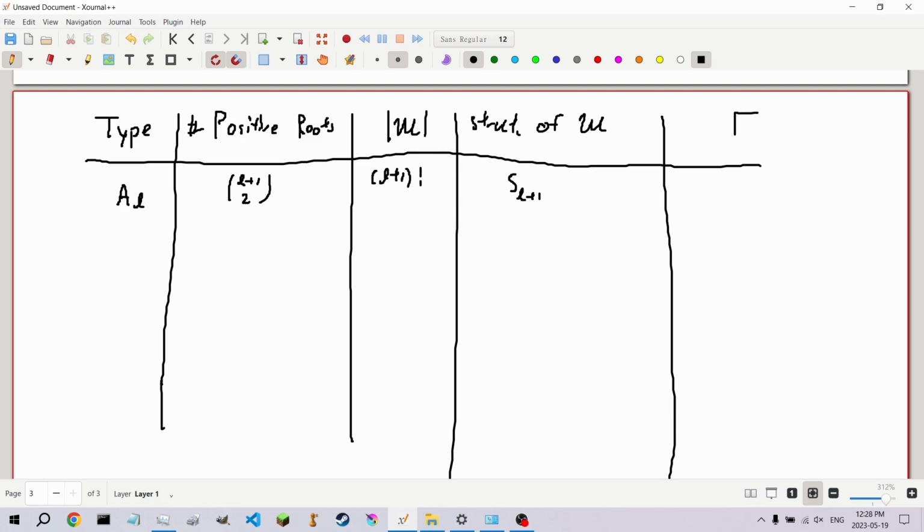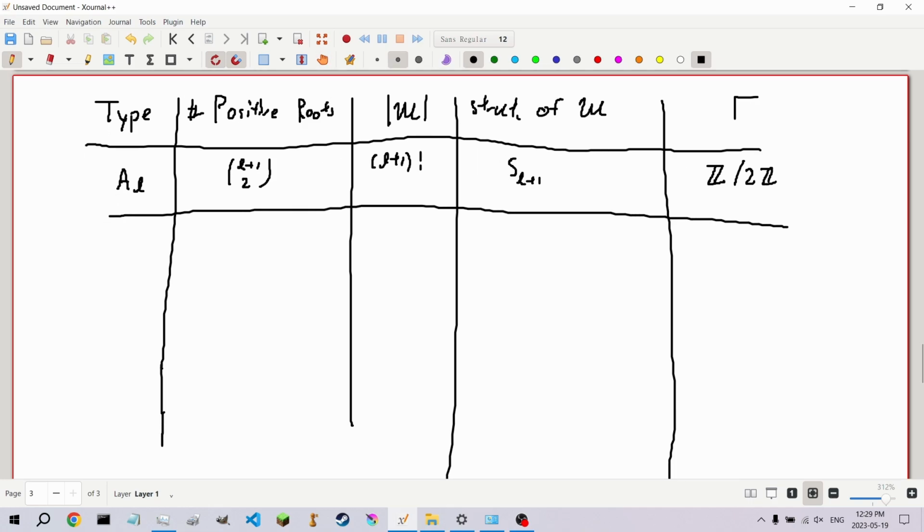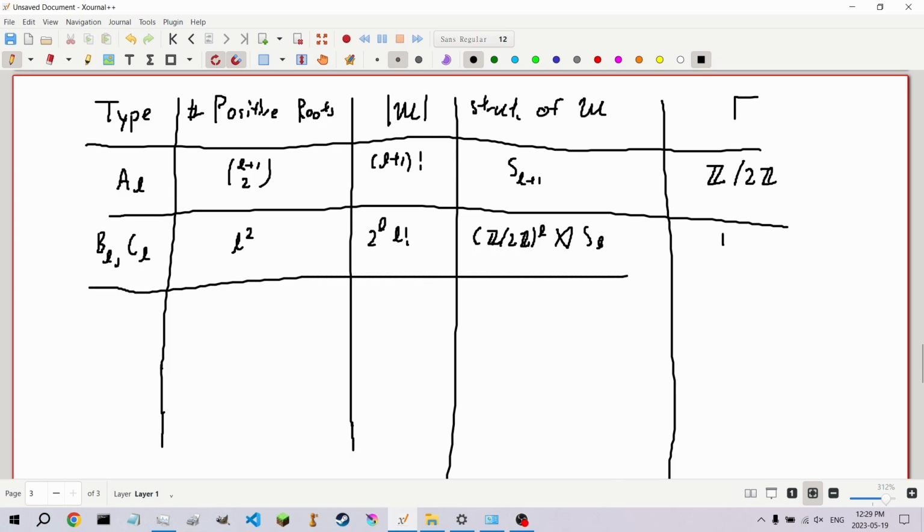And as a diagram, keep in mind it's just a straight chain, so the only automorphism is to just flip it around, giving us 2 possible automorphisms, giving us an automorphism group of Z over 2Z. For BL and CL, keep in mind these are a straight chain ending with a double chain, so they're asymmetric. These have L squared positive roots. You have a structure of Z over 2Z to the L, semi-direct times S to the L. So they have 2 to the L times L factorial elements. And there's no non-trivial automorphisms of their diagrams.